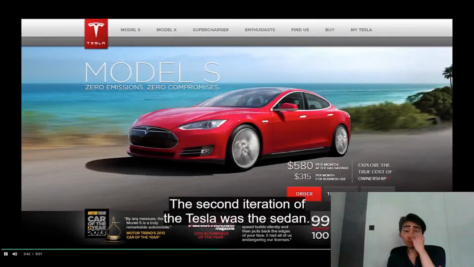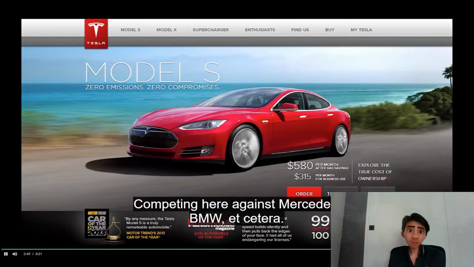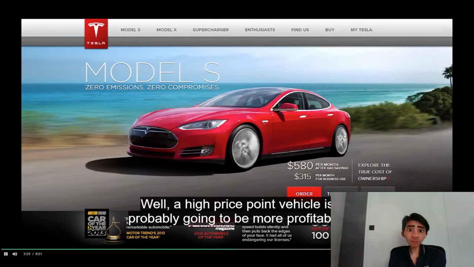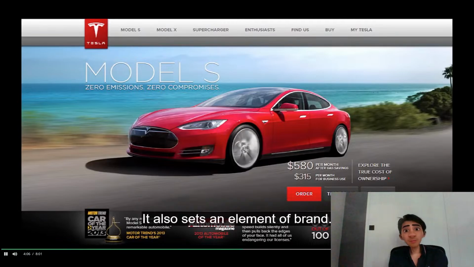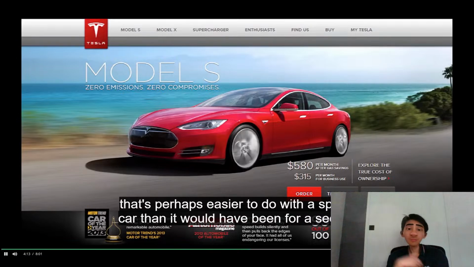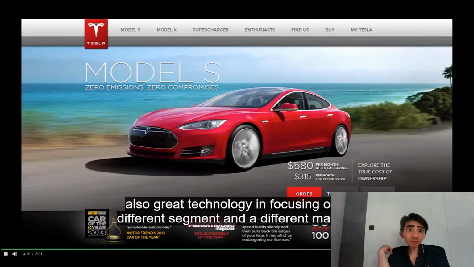The second iteration of the Tesla was the sedan. Bigger market, lower price point, competing here against Mercedes, BMW, etc. Your first product is not your last product. Why didn't they come out with this first? Well, a high price point vehicle is probably going to be more profitable. It also sets an element of brand, and it sets the element of being a performance car company, and that's perhaps easier to do with a sports car than it would have been for a sedan. So great marketing, but also great technology, and focusing on a different segment and a different market.